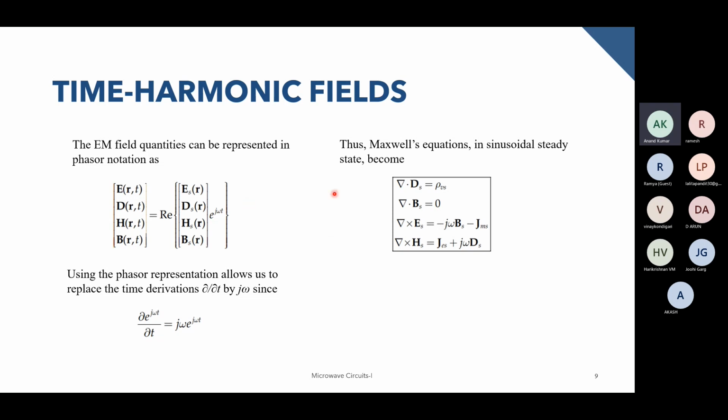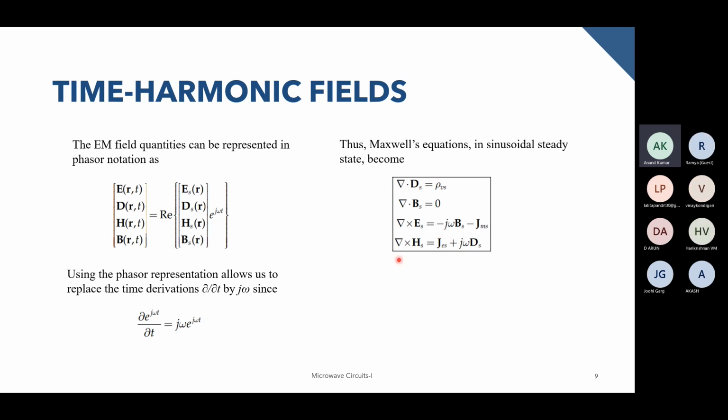We looked at the time harmonic fields. For example, if a particular vector quantity is varying with omega frequency, we can represent it in terms of a phasor, and by using this, we can replace the d by dt with j omega in the Maxwell's equations.